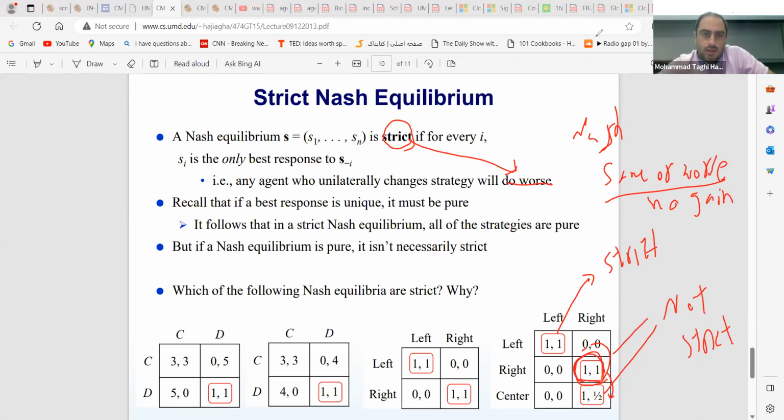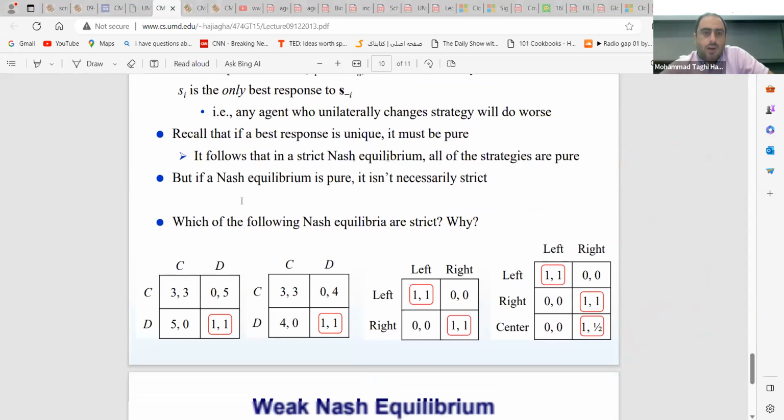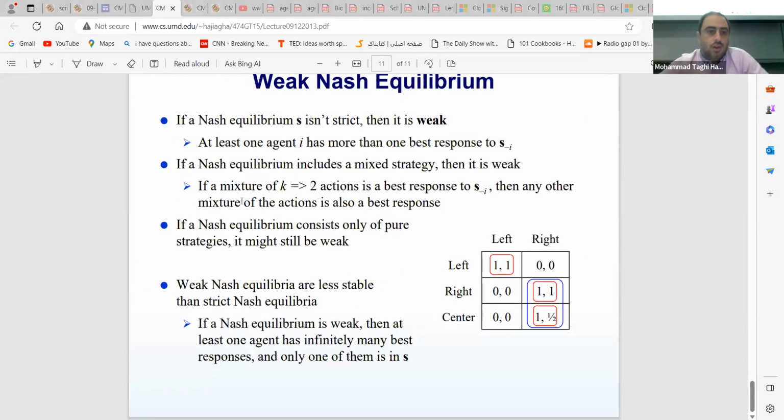Good. So let's go to the last one. Finally, this is the concept of a weak Nash equilibrium. If a Nash equilibrium is not strict, then it is called weak. What's the meaning of that? At least one agent has another best response outside of the Nash. By definition, if a Nash equilibrium includes a mixed strategy, then it is weak, because as long as one of them is mixed, as we discussed, you can change the probability and still get the same best response. So there is more than one best response.